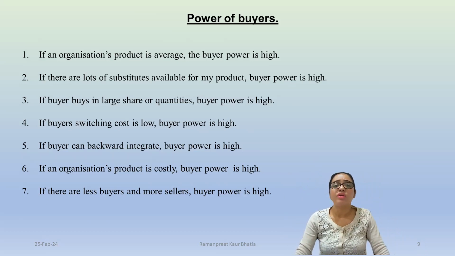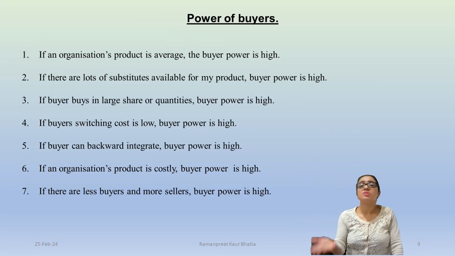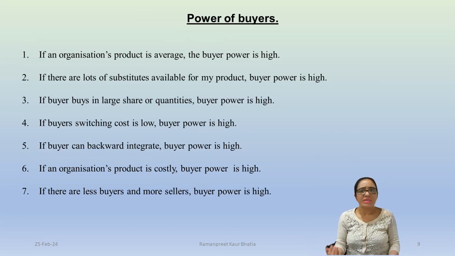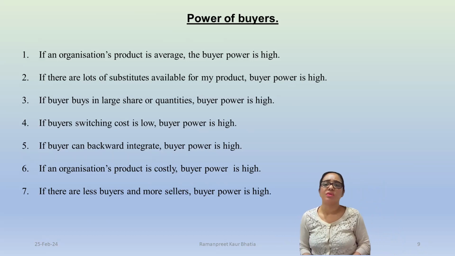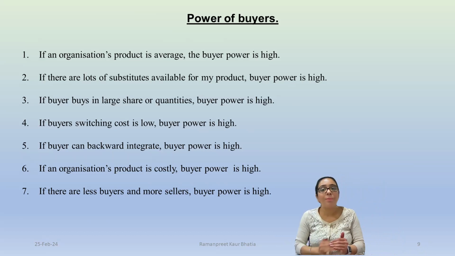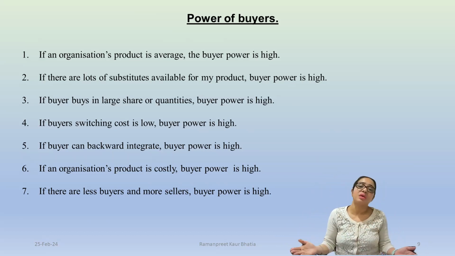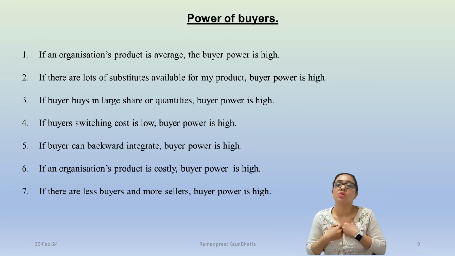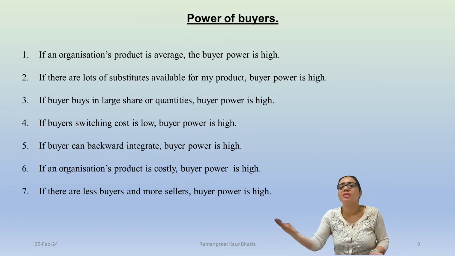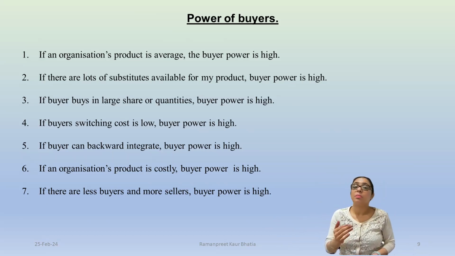The second point is, if there are lots of substitutes available for my products, the buyer can go anywhere and buy any substitute for my product. So in that case, buyer's power is high. For example, in case of shampoos, there are so many substitutes available. As a buyer, I can choose whatever product suits my hair. Now, since I have a chance of losing the buyer, I need to upgrade my quality, because there are lots of substitutes available if my product quality is not good. If my pricing is not right, the buyer can easily leave me and buy another product. So the buyer's power is high if there are lots of substitutes available.